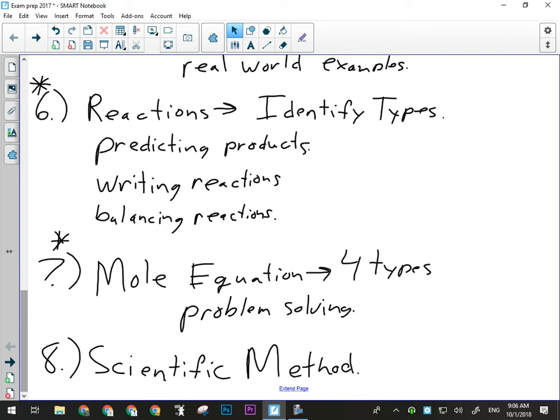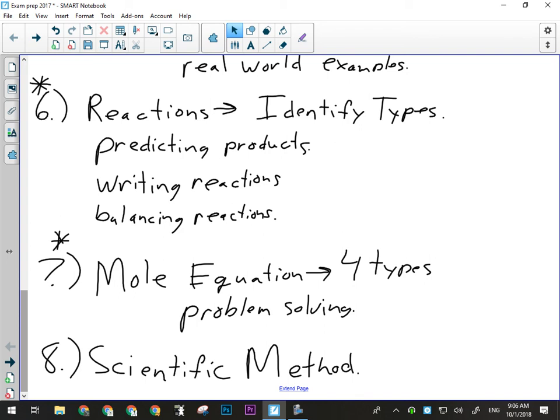When you're looking through your notes, I always have key points at the beginning. They're key for a reason. They're the things that I'm going to test you on, so make sure you're ready for those. And then practice. Practice some mole equation problems, practice some reactions. Make sure that you can do that stuff efficiently, and correctly, obviously, for the test.